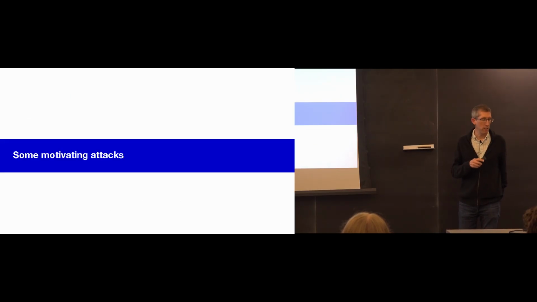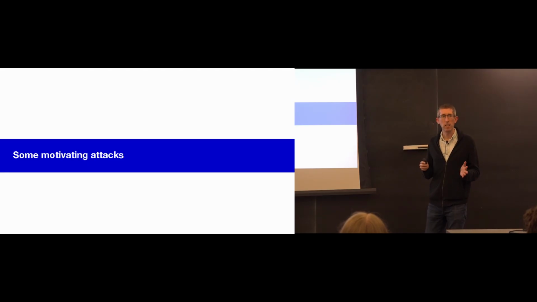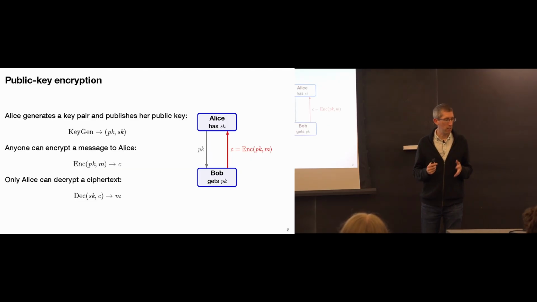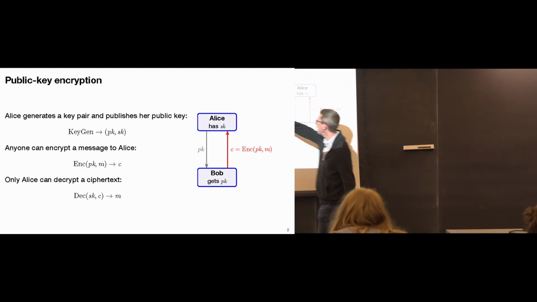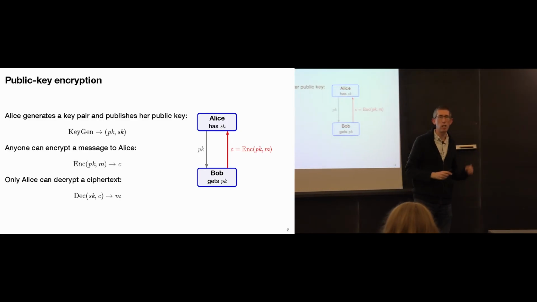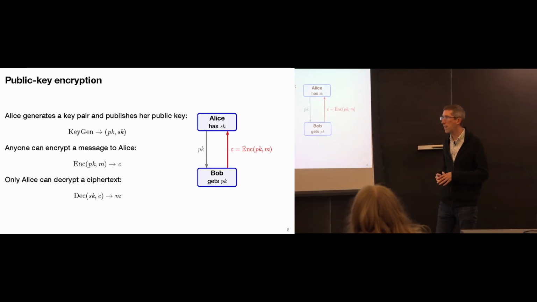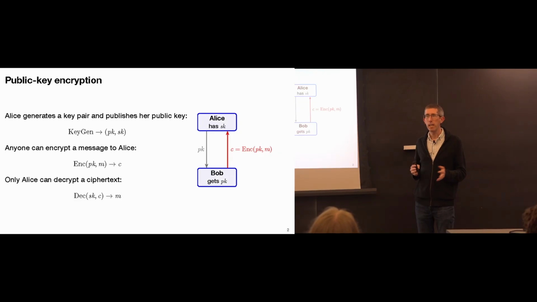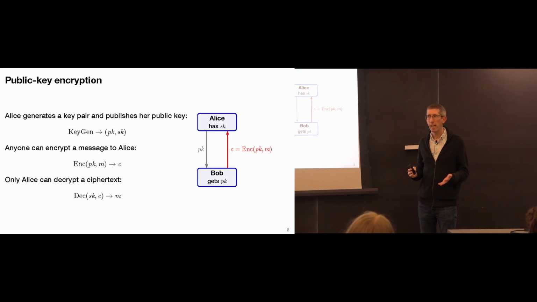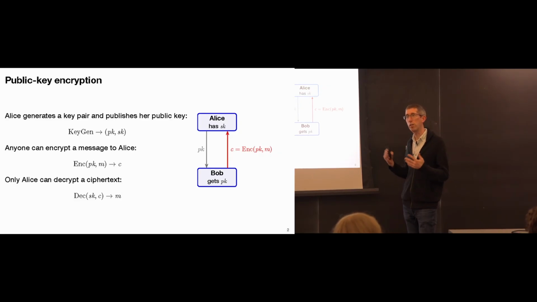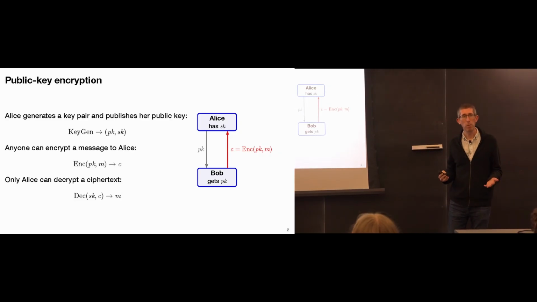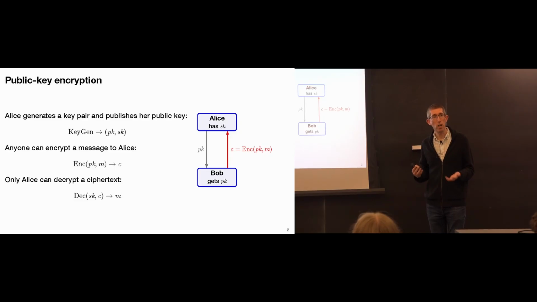All right, so let me motivate this off with some attacks. We're going to start off by looking at public key encryption. We have two parties, Alice and Bob. Alice generates a key pair, a public key and a secret key. She publishes her public key, and then anyone can send a message to Alice by encrypting a message under Alice's public key. And then she should be able to decrypt that ciphertext using her secret key, but no one else should be able to do that. So this allows Bob or anyone to send a confidential message to Alice.